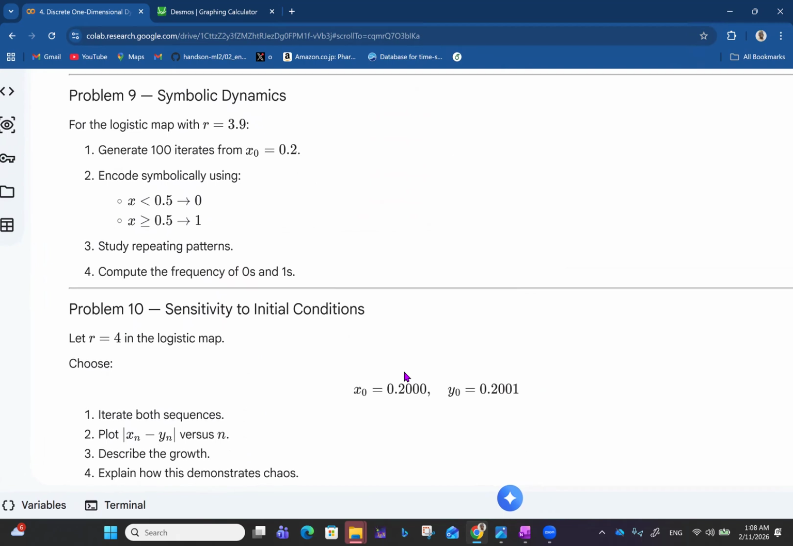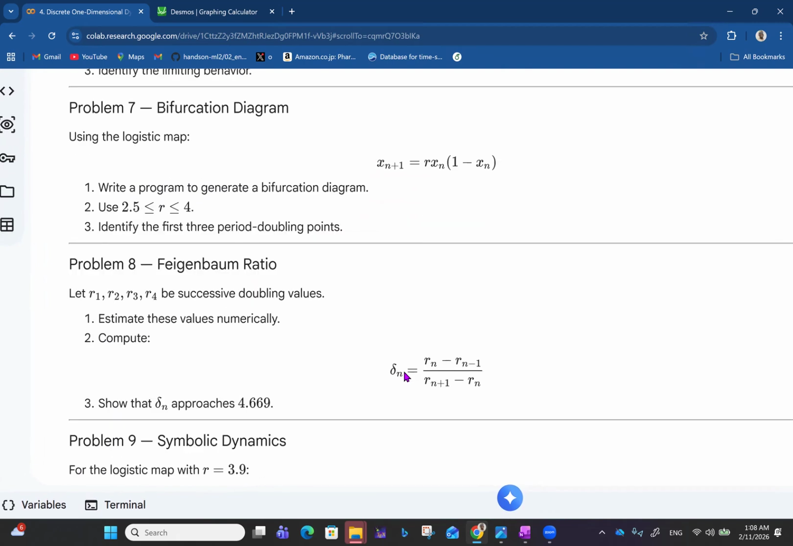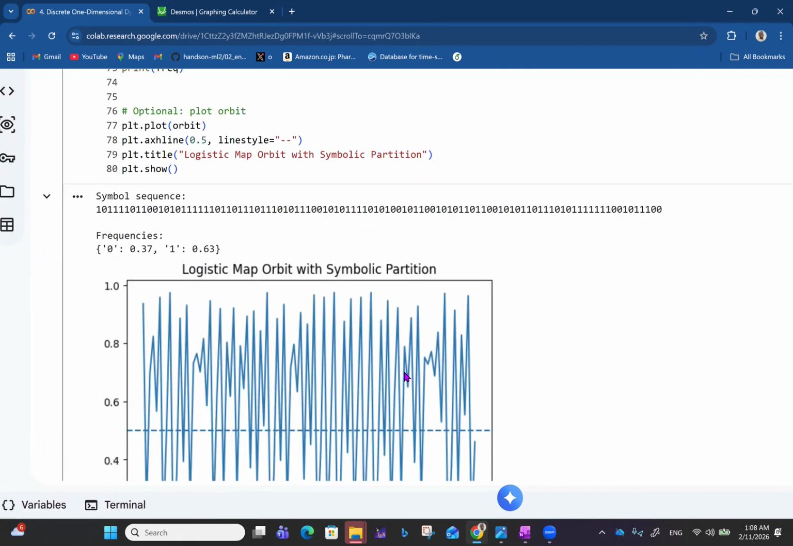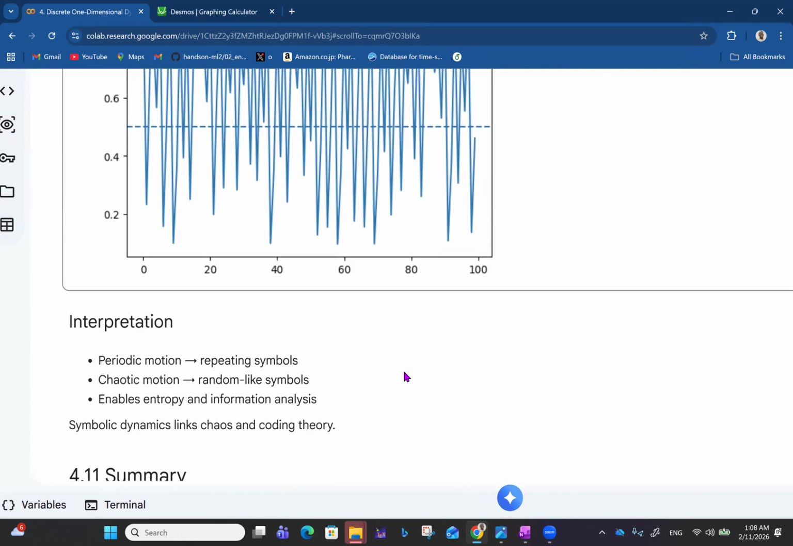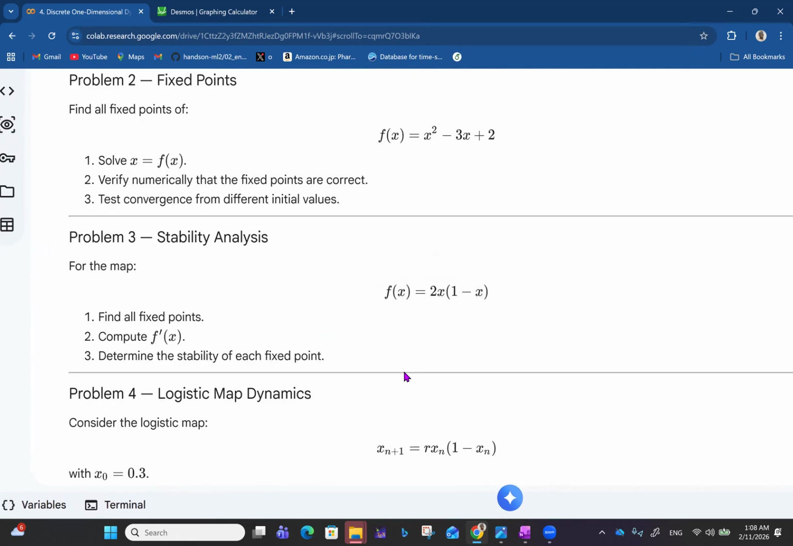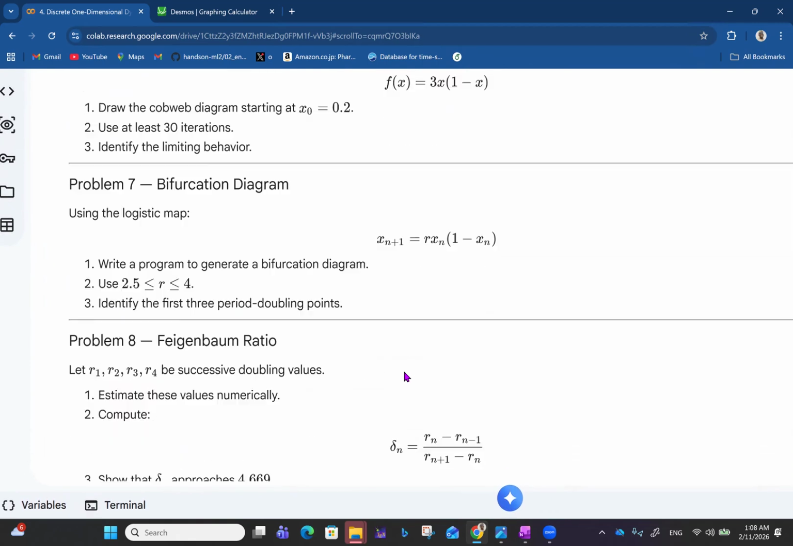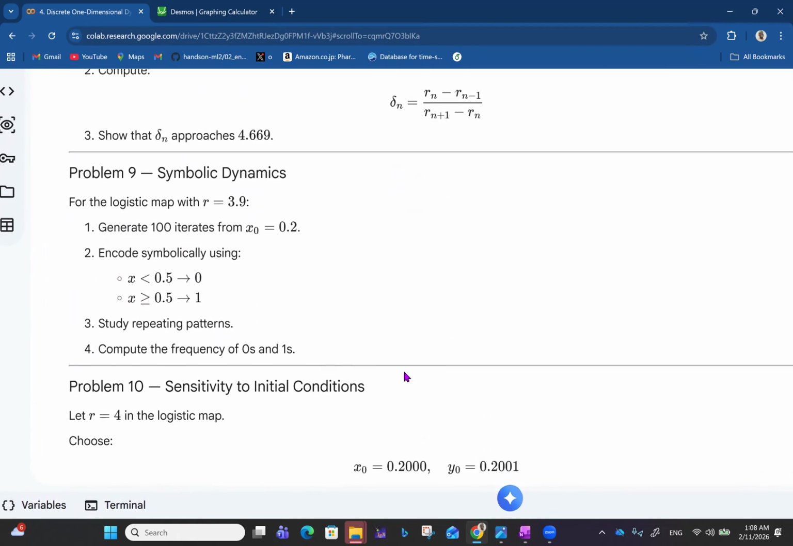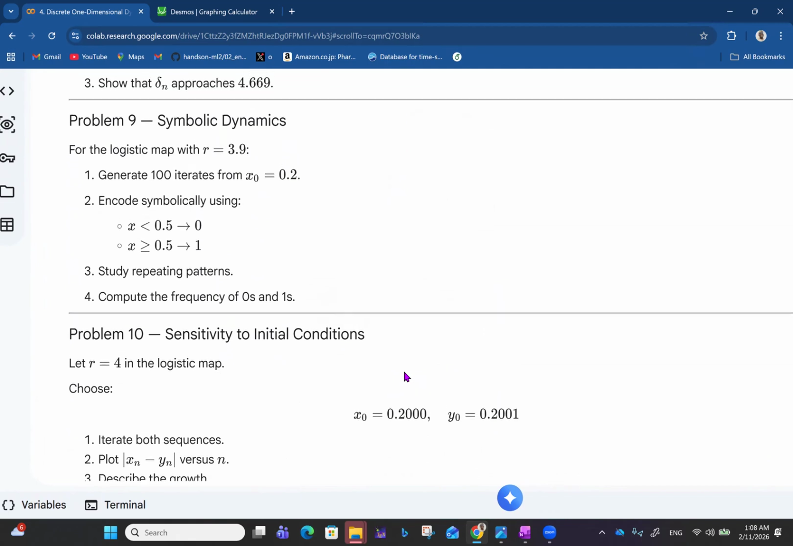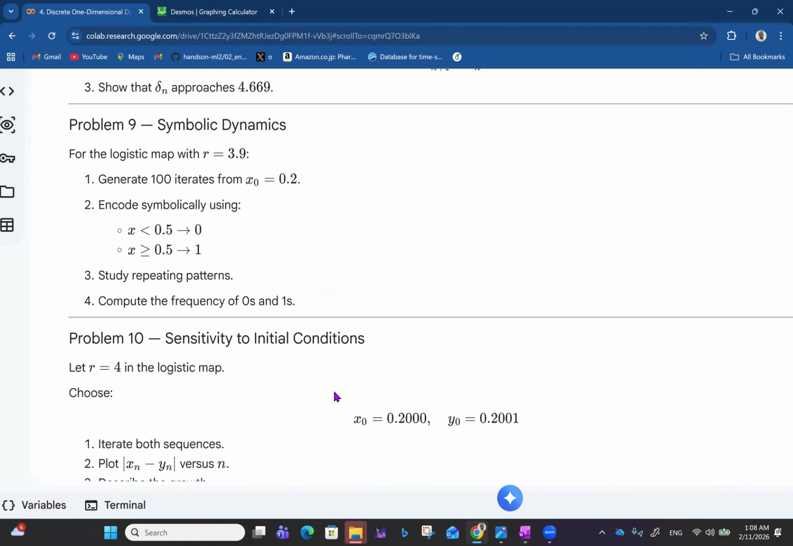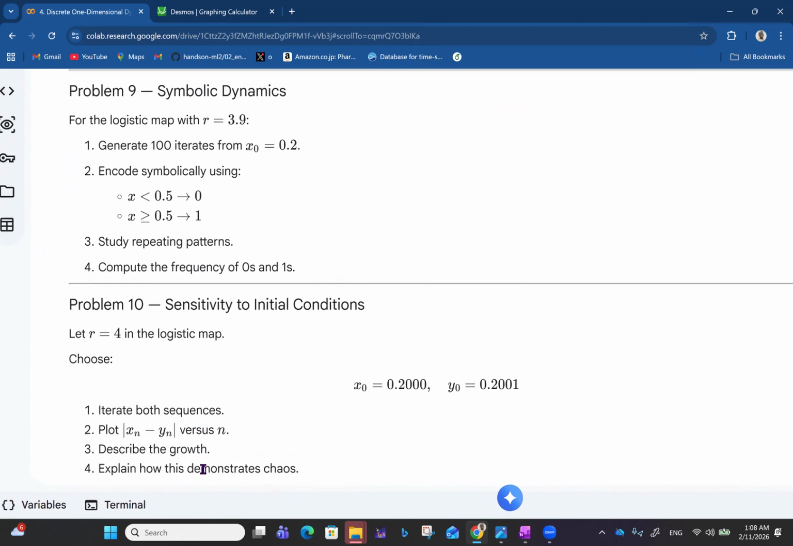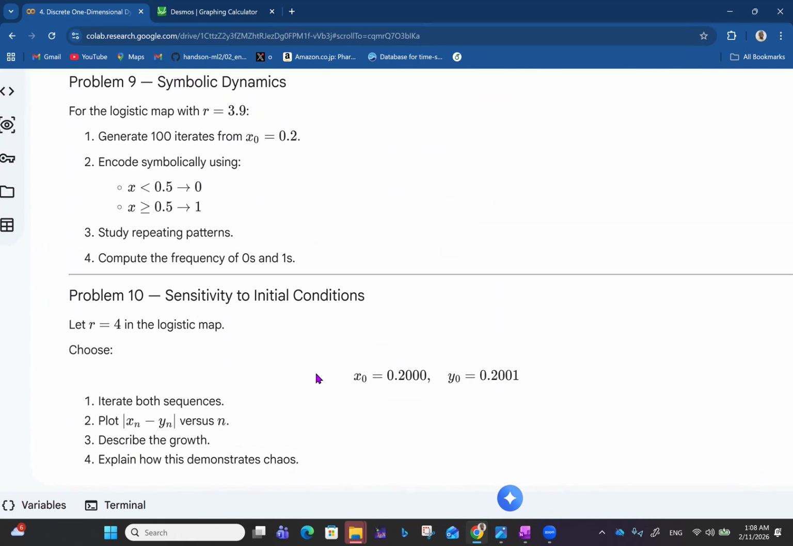Oh, we saw the concept. Symbolic dynamics links chaos to coding theory exactly. So chaos is linked to coding theory. So you have symbolic dynamics. You can just use the same code to try all of this. And then sensitivity to initial conditions, you want to check all of this.